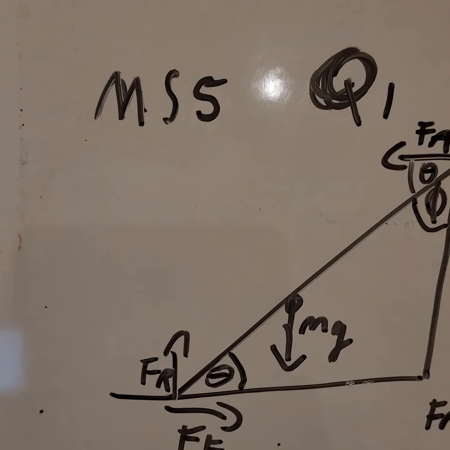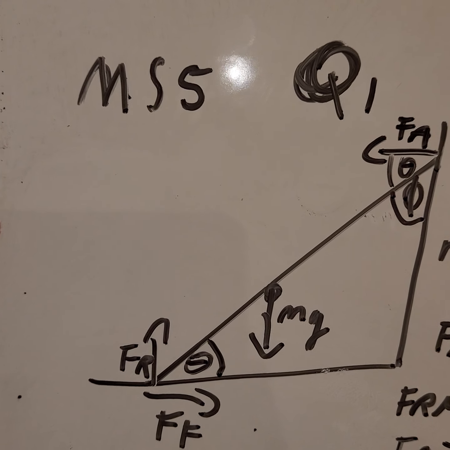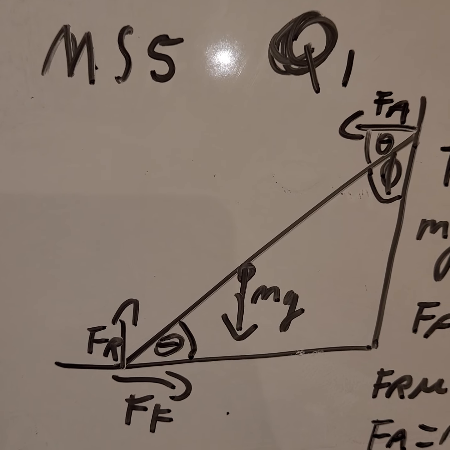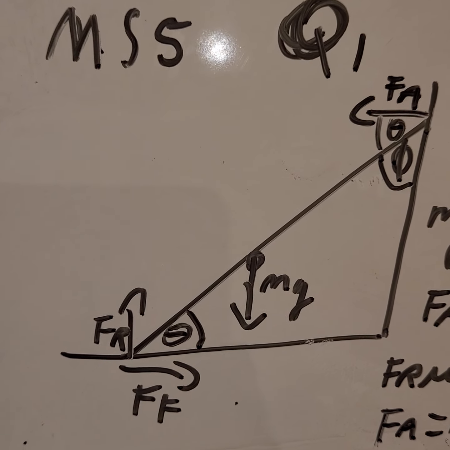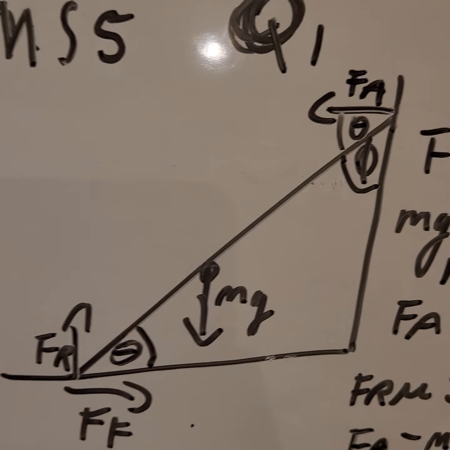This is the solution to Mechanical Science, Sheet 5, Question 1. So we have a ladder here inclined against the wall. The ladder makes an angle theta with the ground. Before we get onto the torque, we're going to start with the forces.